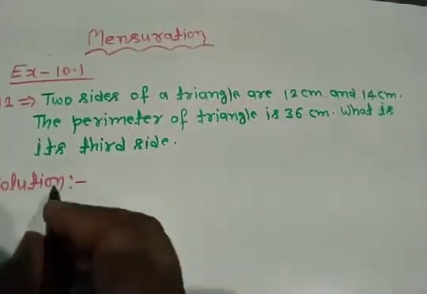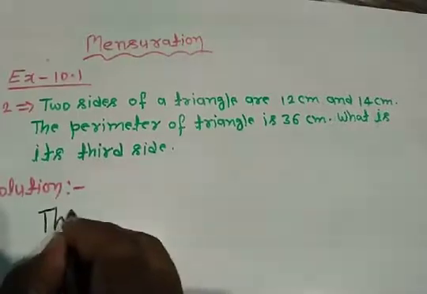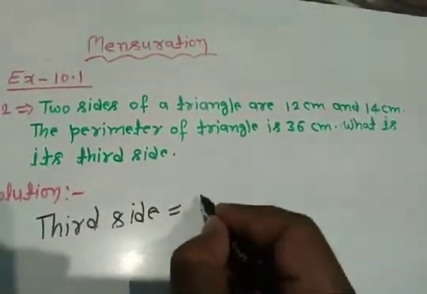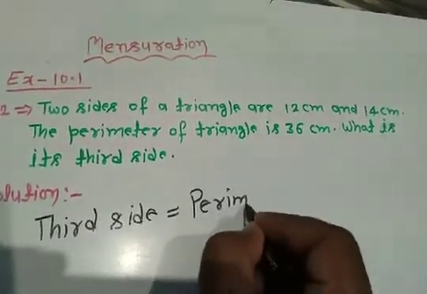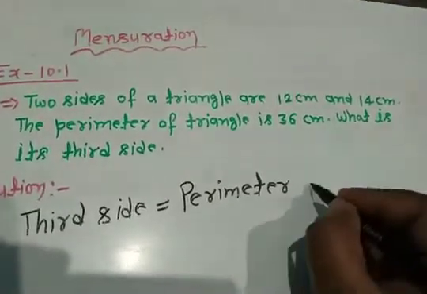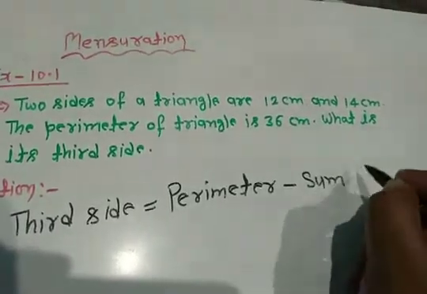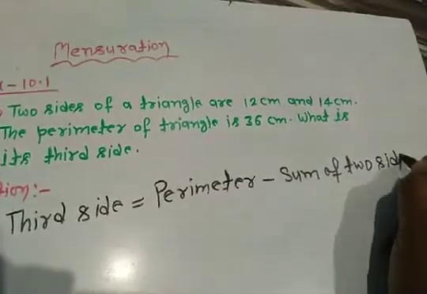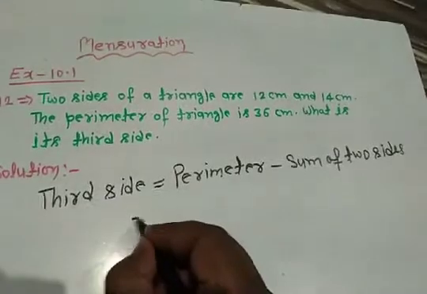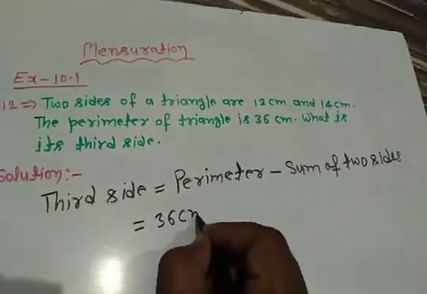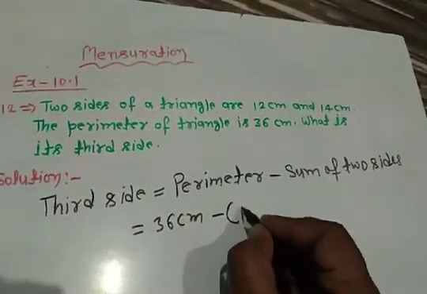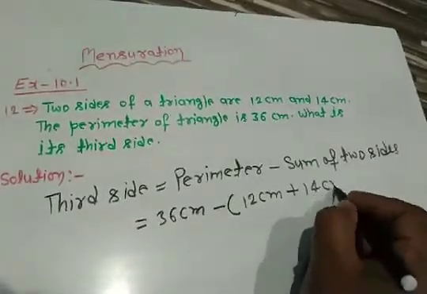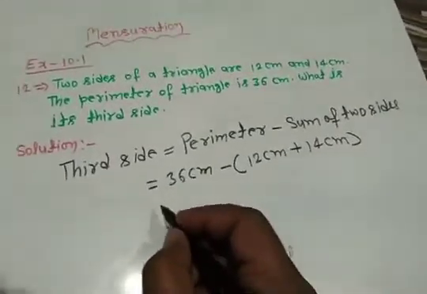So here the third side of a triangle is equal to perimeter minus sum of two sides. Clear? So here the perimeter is given, 36 centimeter, minus the sum of the given two sides. This is 12 centimeter plus 14 centimeter. Clear. So you can write it.